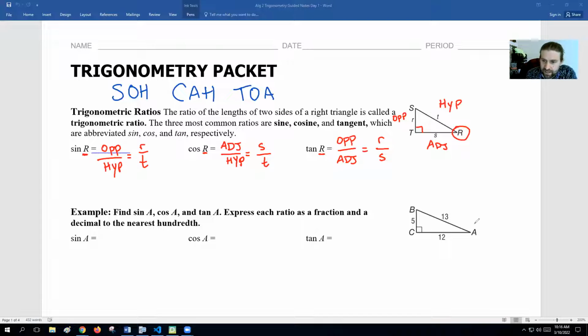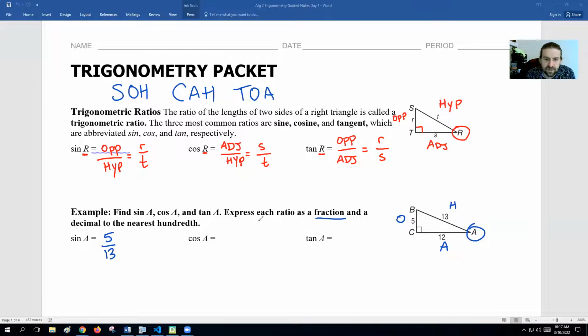So let's look at this. If we're looking at angle A here, let's label our sides. 13 is the hypotenuse, that's the biggest side. 5 is the opposite because it's away from the angle we're looking at. And 12 is our adjacent. Sine is opposite over hypotenuse, so the sine of A would be 5 over 13. It's better to leave it as a fraction, so let's just leave it like that.